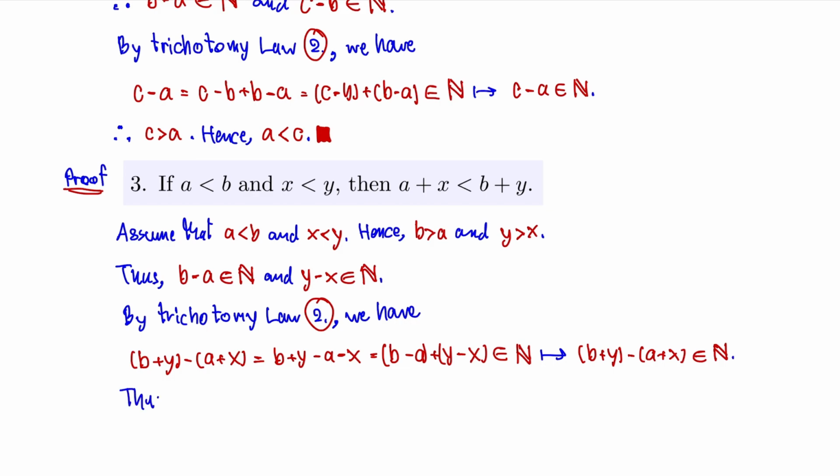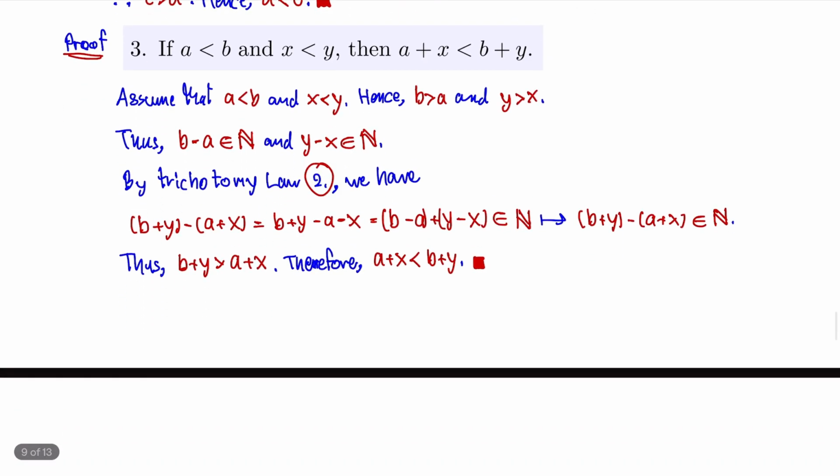Therefore, B plus Y is greater than A plus X. And B plus Y greater than A plus X, what does it imply? By definition of integer, A plus X is less than B plus Y. That's it. That's the third one.